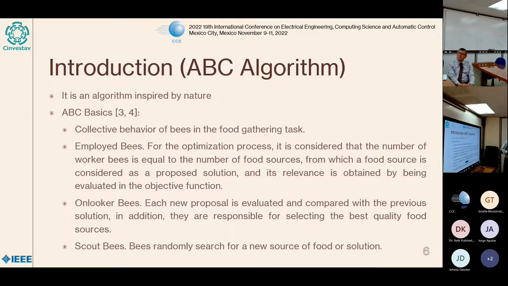For the optimization problem, we propose the ABC algorithm. The ABC algorithm is a bio-inspired algorithm. We have three kinds of bees. One kind is called employed bees. The employed bee is one solution.